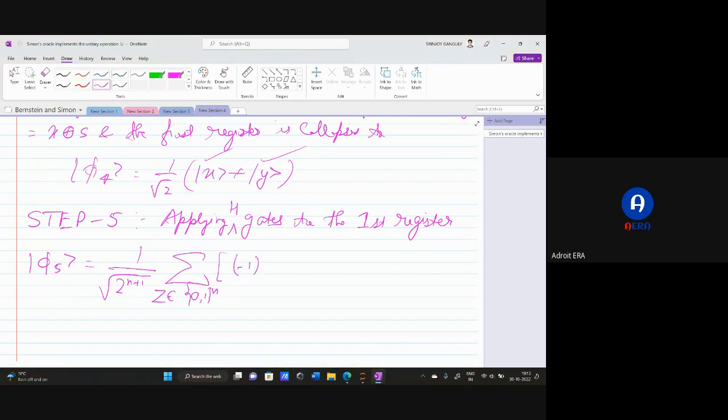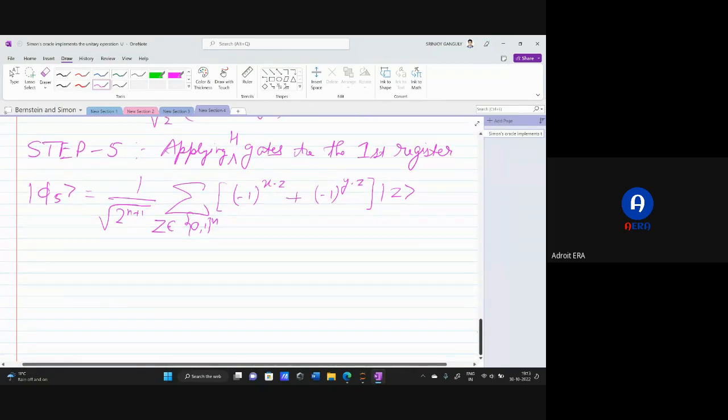Directly refer back to the formula which I mentioned last week when I was teaching you Deutsch-Jozsa, how x dot z and y dot z are coming. I will not explain how this is coming. It comes directly from that formula which I taught you last week. Then we have the variable ket z, as you already know, and that is step 5.